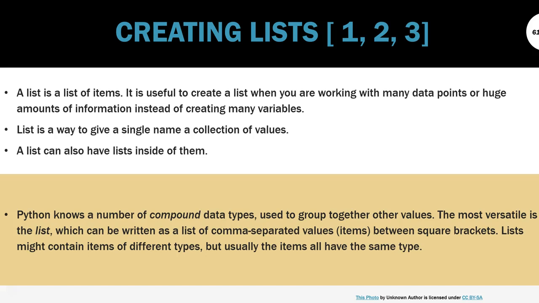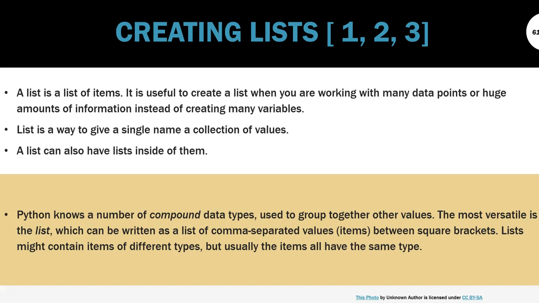A list is a list of items, nothing else. It is useful to create a list when you're working with many data points or huge amounts of information instead of creating many variables. A list is a way to give a single name to a collection of values. A list can also have lists inside of them, like we saw when we were looking at concatenation.